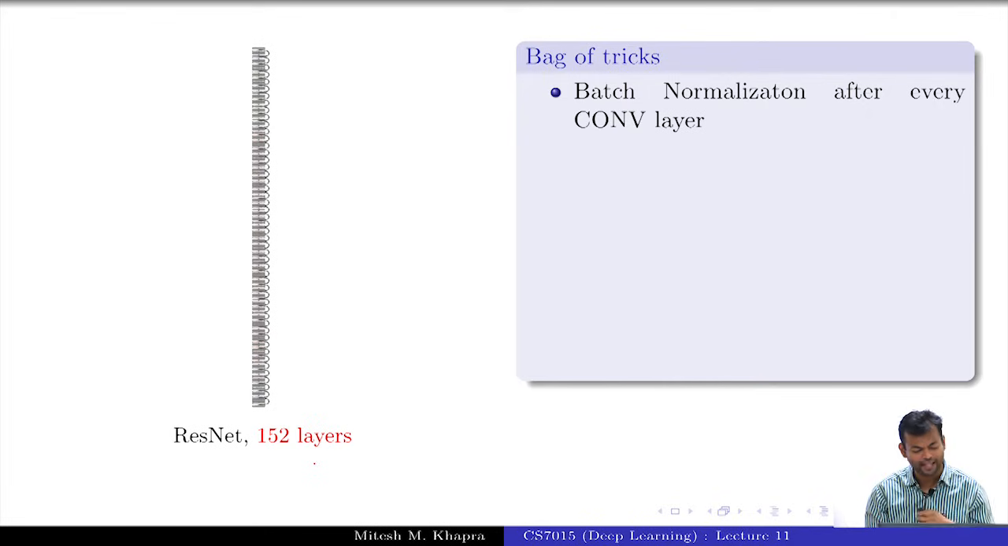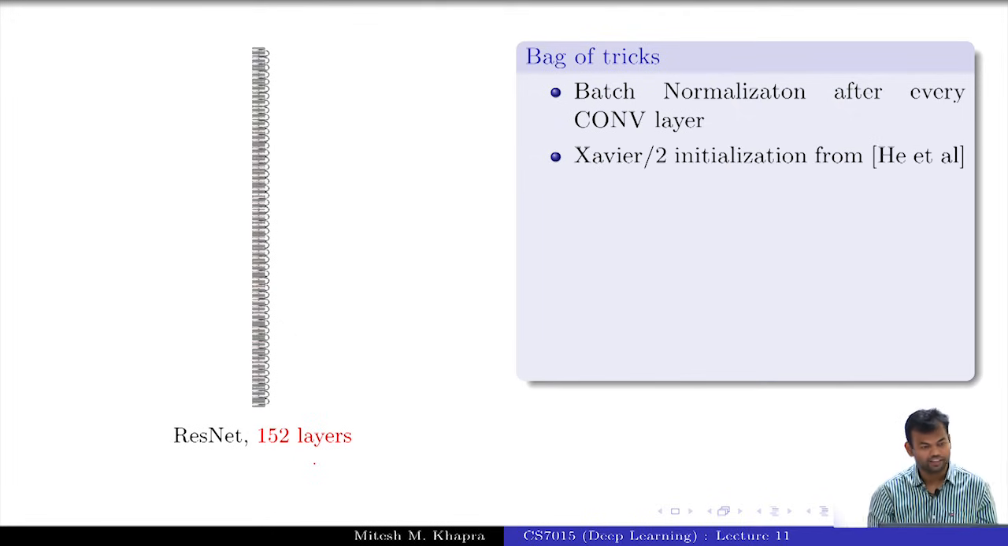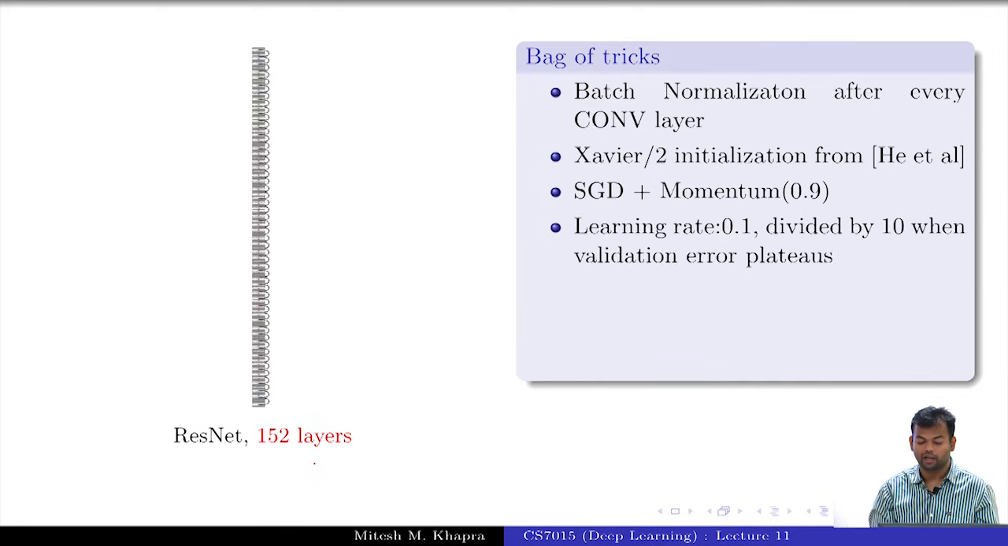So, and they also had some other bag of tricks, which is not very difficult to understand. So they used batch normalization after every convolution layer. Have you heard of batch normalization ever in your life? Okay, good. They used Xavier/2 initialization. Ever heard of that? Xavier/2 was the same as He initialization, right? Then they used SGD, not any of the fancy Adam or Adagrad or anything, with a momentum of 0.9. Learning rate was set to 0.1 and divided by 10 whenever the validation error plateaus. The mini batch size was 256. They used a weight decay of 1e-5.